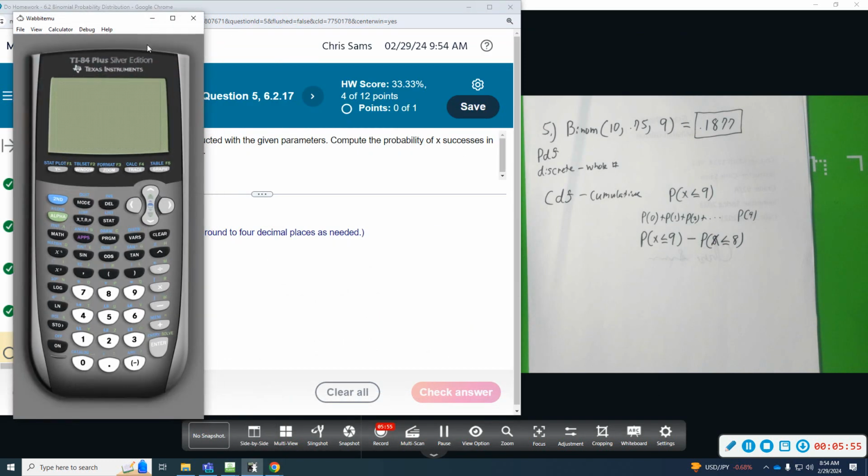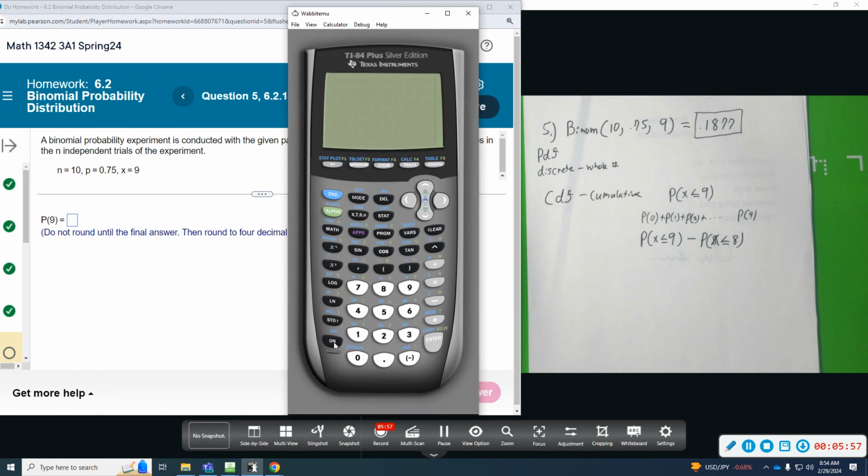With your calculator, if I turn it on, if we go to Math, and we arrow over to Probability, if we arrow down... maybe it's not Math. It's second, bars, for distributions. So not Math, second, and then bars, that gives you distributions.